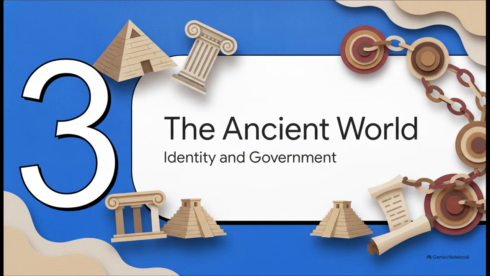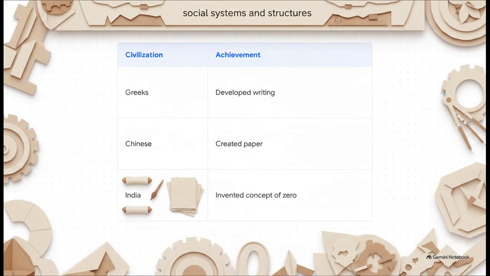Next up is Unit 3, the Ancient World. We're looking at identity and government. It's fascinating to see the massive cultural leaps happening simultaneously all across the globe here. We'll be looking at how overarching social systems and structures trickled down to influence everyday individuals. The Greeks further developed these really robust writing and civic systems. The ancient Chinese created paper, which provided yet another massive leap forward in communication. And then, the people of early India literally invented the concept of zero. Think about that for a second. The complex math, science, and engineering we absolutely rely on today, it simply wouldn't exist without that mind-bending concept born right there in the ancient world.